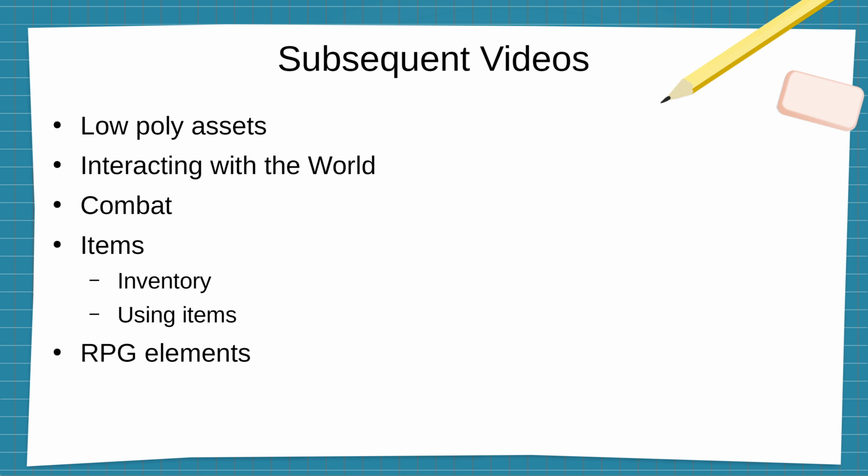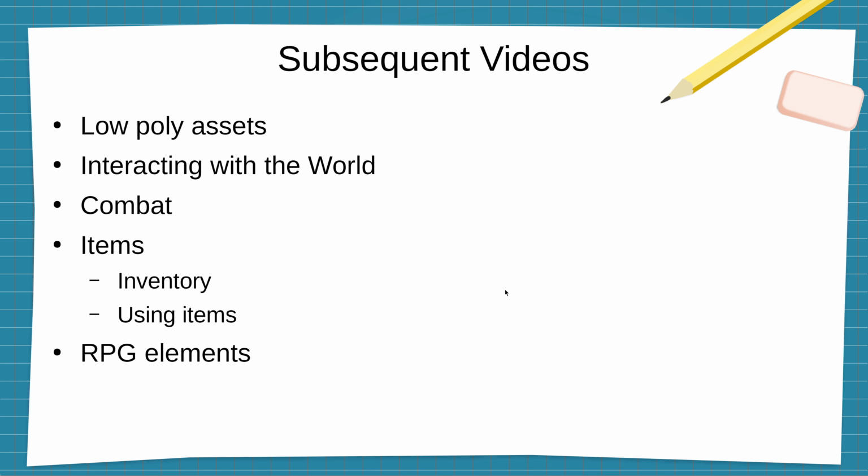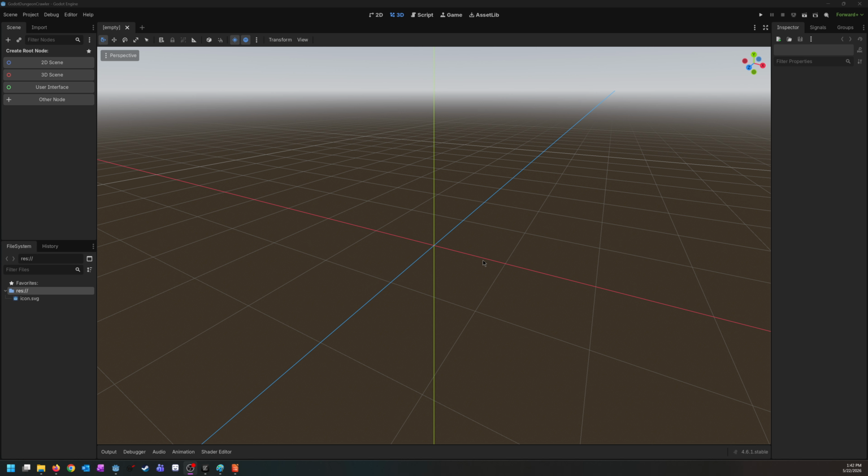In future videos, we'll be going over how to make some low poly assets, so things like swords and axes, and maybe even some character models for enemies. We'll learn how to interact with the world, so being able to click on things like buttons and items. We'll learn about combat, we'll learn about item management, so like inventory and also using items. And then we'll also go over some RPG elements, like how to actually build our characters. So with that out of the way, let's get started.